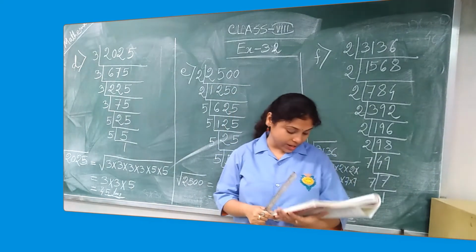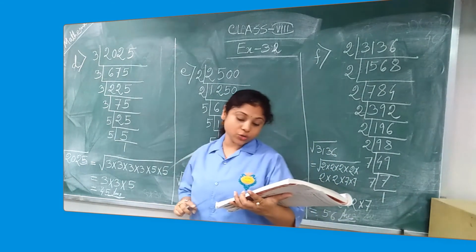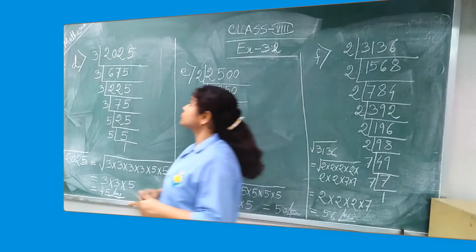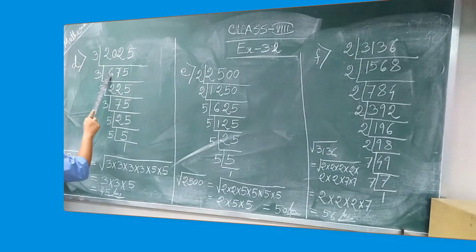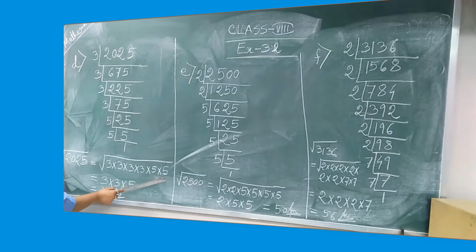So students, we are continuing exercise 3.2. Sum number D, that is 2025. Here again by 3, by 5. I have not divided by 5 first because I told you to divide by the least prime numbers. So 45 is the square root of 2025.